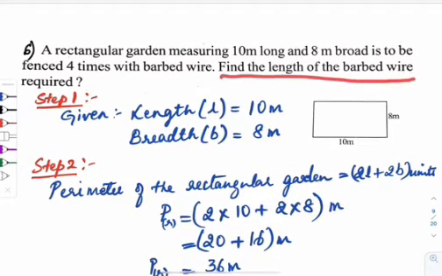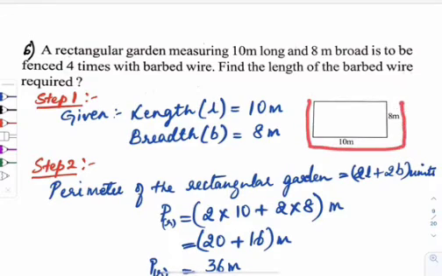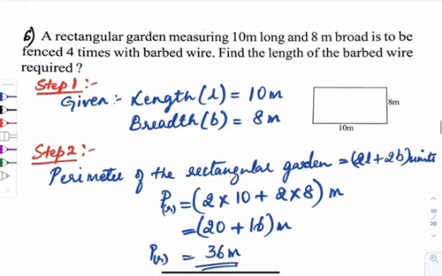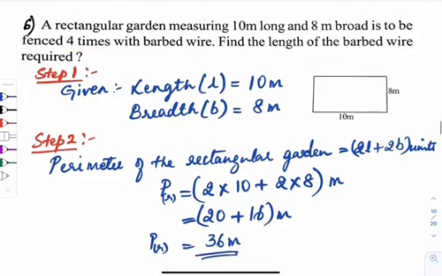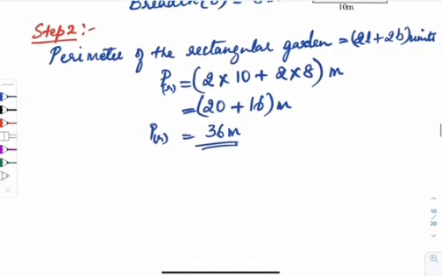Now we have another part of this question which says we need to find the length of the barbed wire required, and that barbed wire is to be fenced 4 times. Now we have found out the boundary as such. We have found out how much it needs to have a fencing done one time. That is the boundary that we have found out, which is the perimeter. Perimeter is 36 meters and this is only once. But we are asked to find for 4 times. So 4 times the perimeter is what we have to calculate.